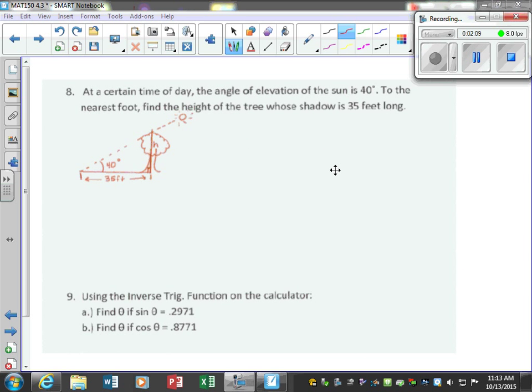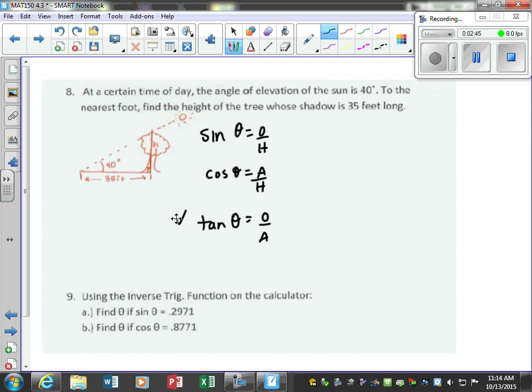Alright, next we say, at a certain time of day, the angle of elevation of the sun is 40 degrees, depicted in this picture. To the nearest foot, find the height of the tree. So we're looking for this missing side. And it says whose shadow is 35 feet long. So they've given us this side's 35 feet. We know our angle of elevation. And we're looking for a missing side. Which trig function allows us to solve for this side here, the missing side, which is h? Sine, cosine. Good, so we can see that the tangent theta is the one we want to use.